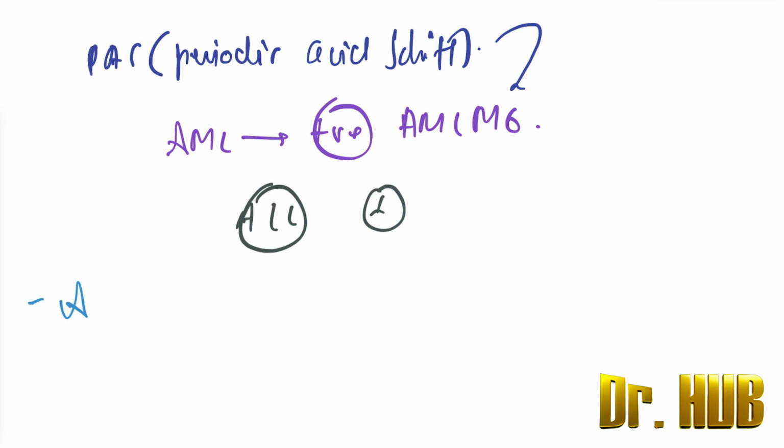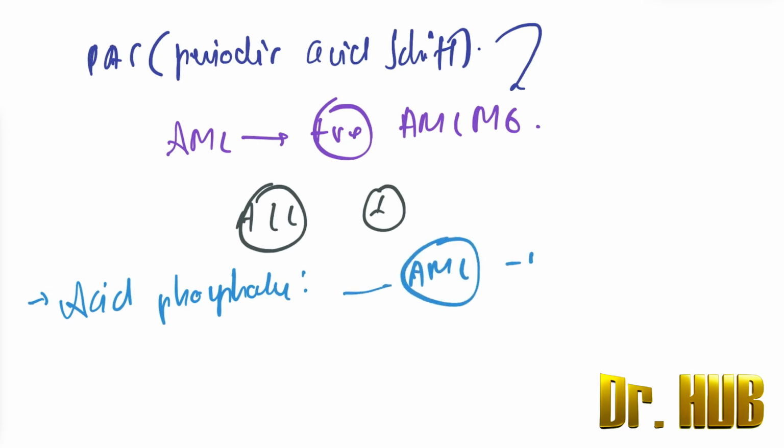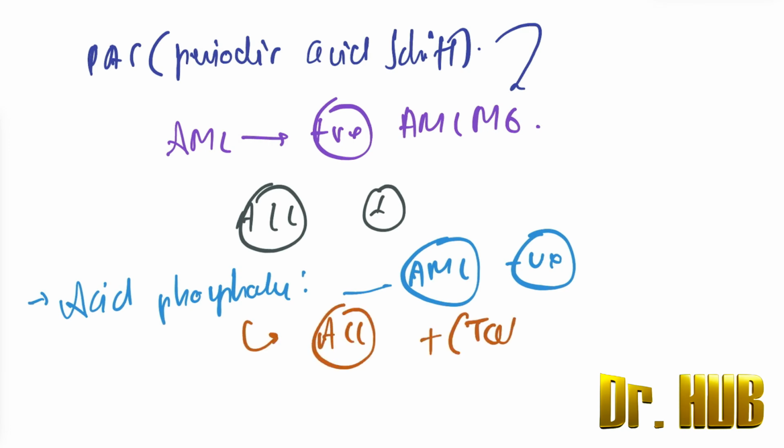Then comes the acid phosphatase. Acid phosphatase in terms of the AML is going to be negative. And then when you look at the ALL, this is going to be positive. This is with a T cell.